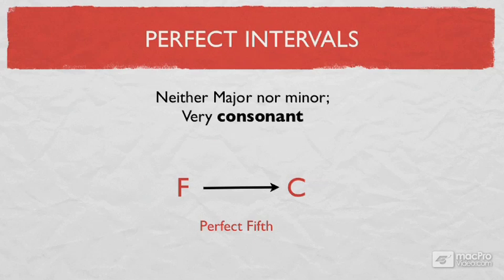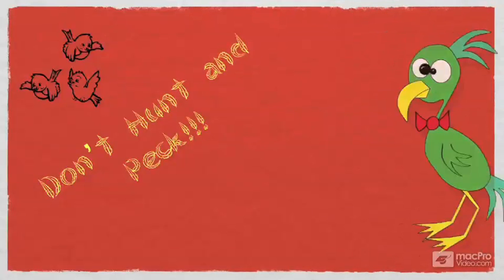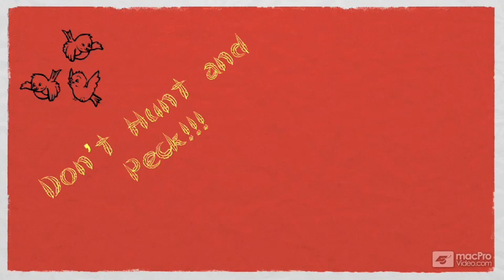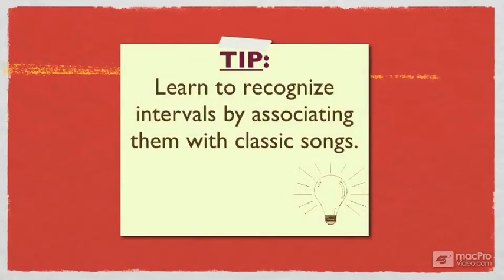I encourage you to do some ear training and learn to identify these intervals. This way, when you're listening to a song, you'll be able to hear the intervals being sung or played without trying to hunt them down on the keyboard. In some circles, this is known as the Hunt-and-Peck Method. A great way to learn to recognize intervals is by associating them with classic songs. For example, to recognize a perfect fourth, think of the first two notes of Here Comes the Bride.